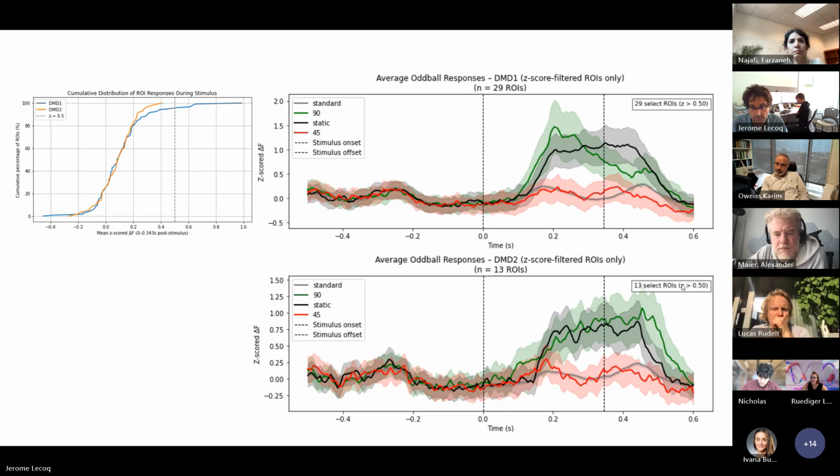Thank you. Yeah, sure. I think I missed this part. Why do we see like 29 ROIs and 13 ROIs for the DMDs? I'm sure you explained this, but I think I missed that part.